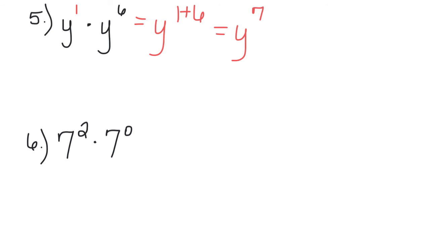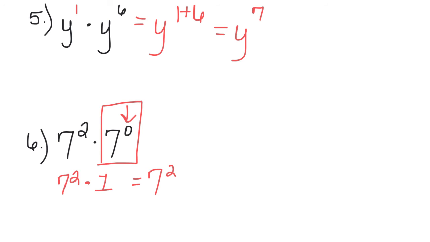On the next one, this is also something we have not seen before. This one is 0. Anytime you have an exponent of 0, that whole base disappears. This turns into 7^2 times, that becomes 1. So anytime you have an exponent of 0, this whole thing just becomes 1.